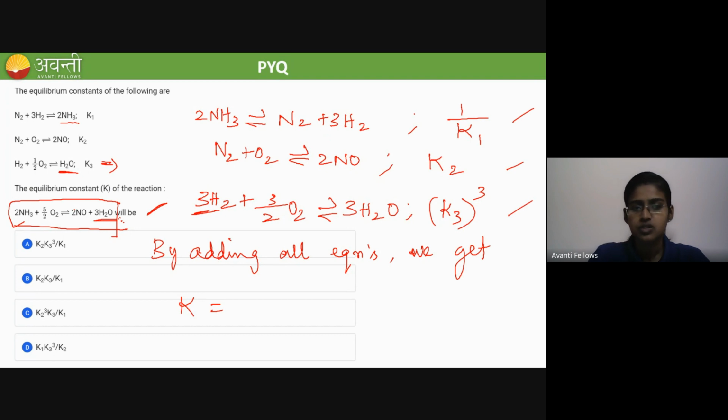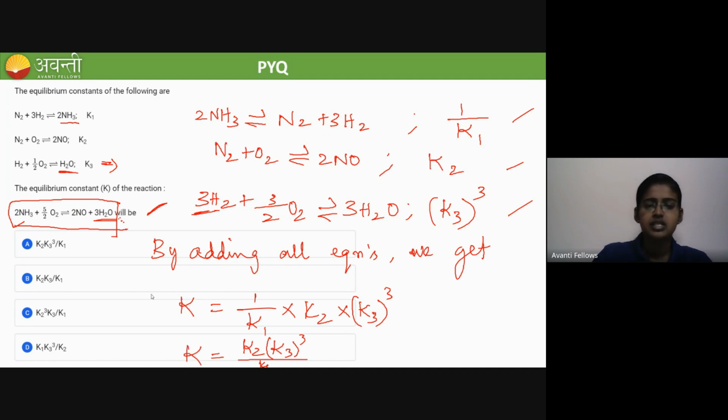Okay. So I will have 1 by K1 into K2 into K3 cube. So what is this? It is K2 into K3 cube by K1, right? So it is given in the options. So this is nothing but the equilibrium constant for the given reaction. Yes, it is given in option A.